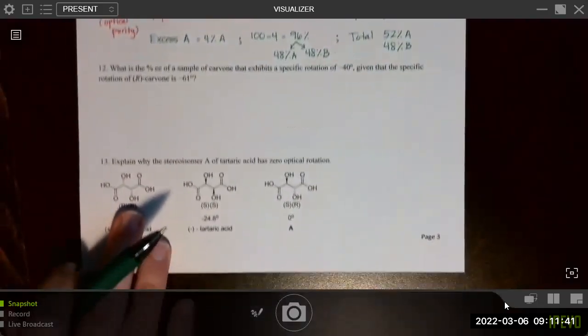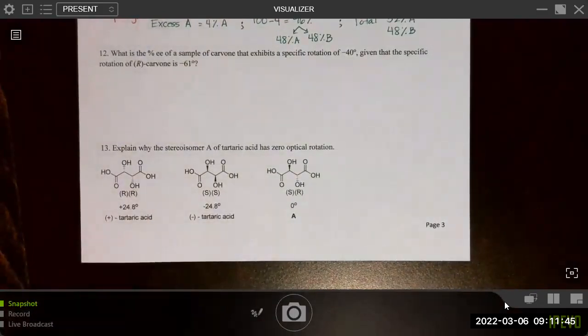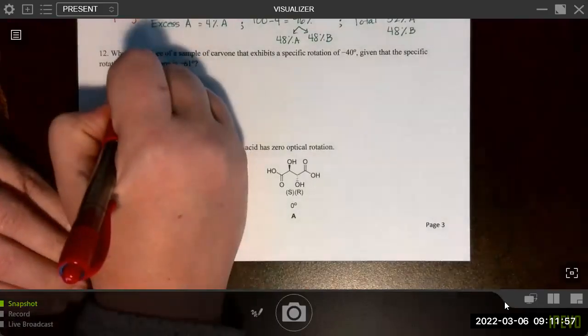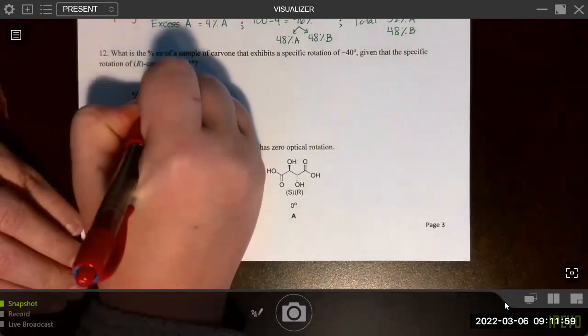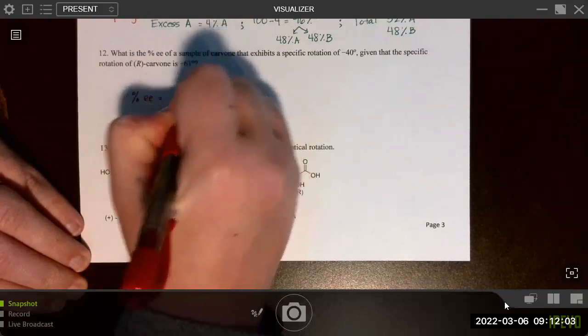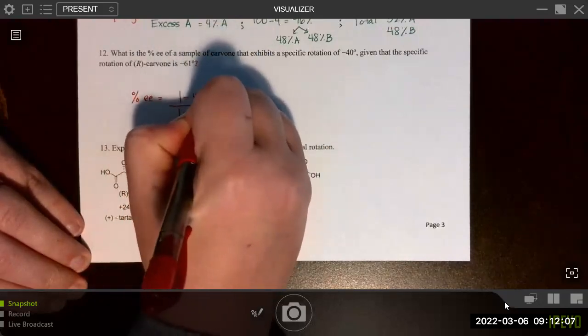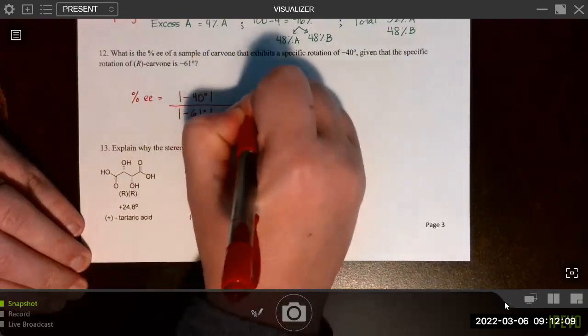Okay, moving on to question 12. What is the percent EE of a sample of carbon that exhibits a specific rotation of -40 degrees, given that the specific rotation of our carbon is -61? So percent EE will be equal to the absolute value of -40 divided by the absolute value of -61 times 100.